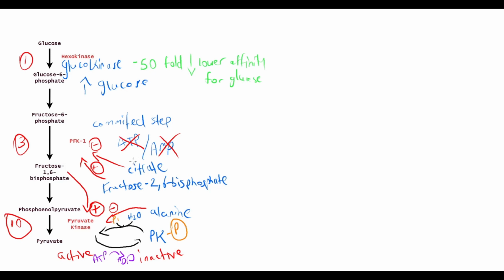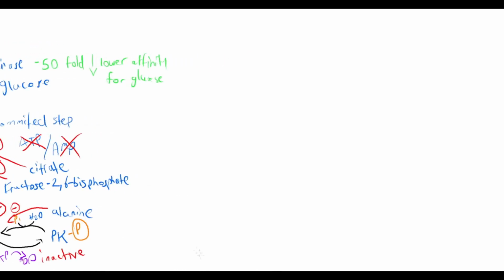And now we're going to talk about some hormonal and covalent sort of regulation for fructose 2,6-bisphosphate, which eventually acts on PFK-1, thus stimulating it. And this is a more complex mechanism. Let me go more to the right.